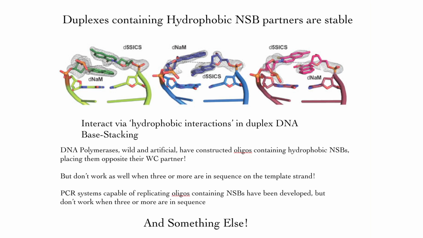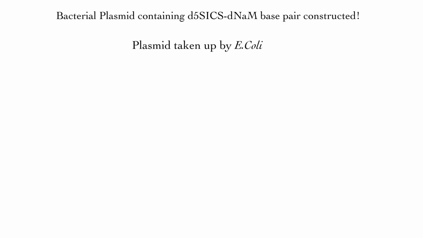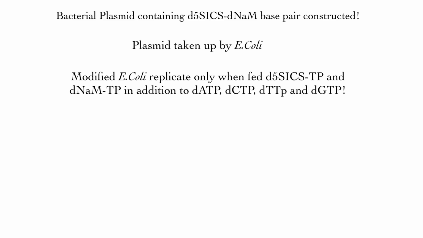But there's something else. He's actually gone a step further. A bacterial plasmid containing a D5,6 DNAM base pair was constructed in 2013. It was taken up by E. coli, and the modified E. coli only replicates when fed these non-standard base triphosphates, in addition to the naturally occurring triphosphates, ATP, CTP, TTP, and GTP.